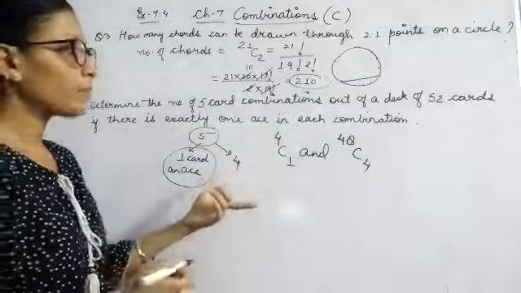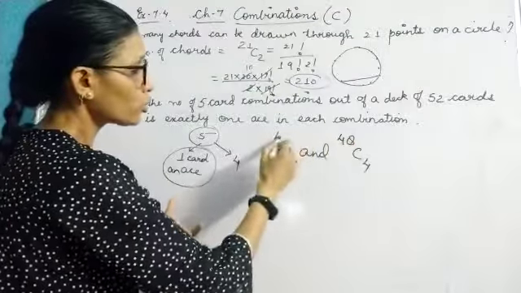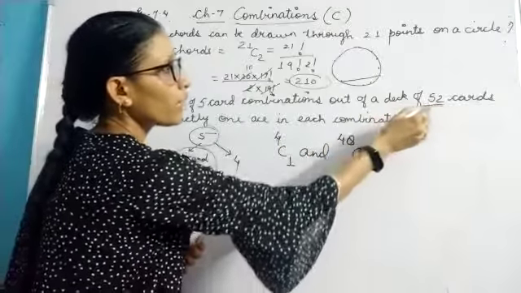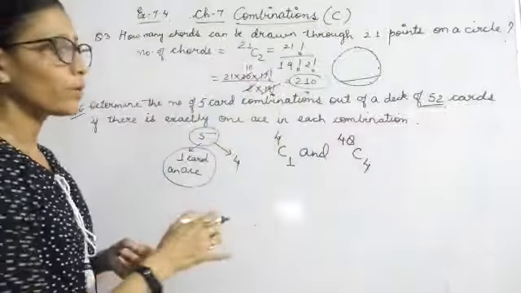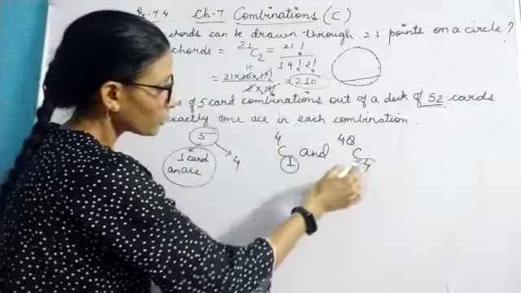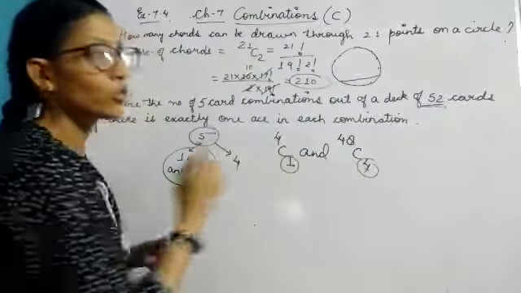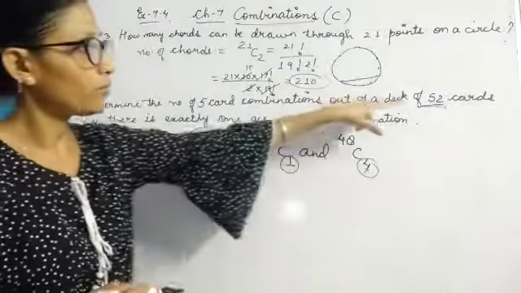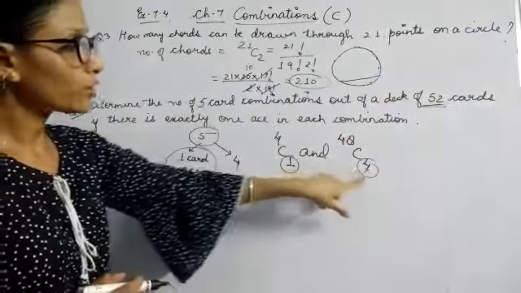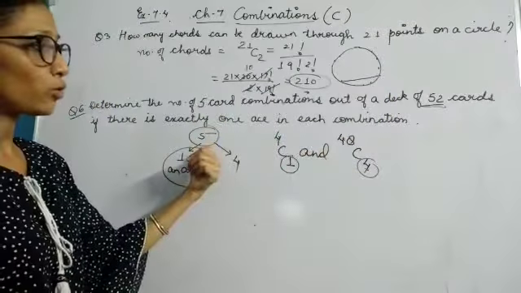Children, always remember that the addition of these two should always give you the total number of things which is given in the question, and the total number of selections should be the sum of these two things. So 48 plus 4 is 52, which is given here. 1 plus 4 is 5. That means 5 selections are to be done.